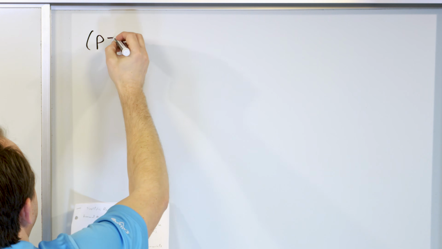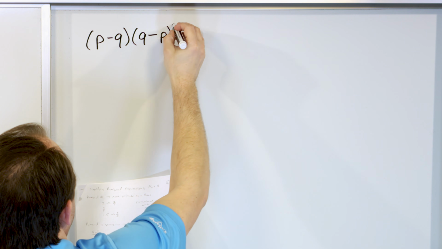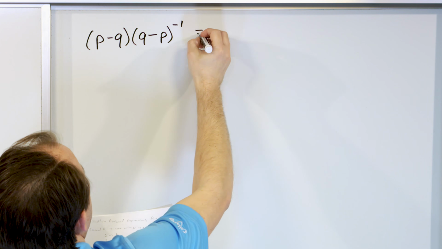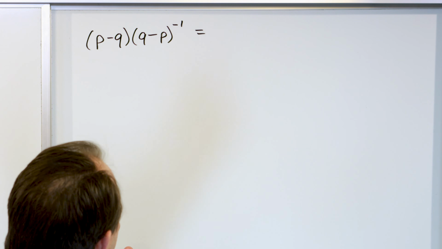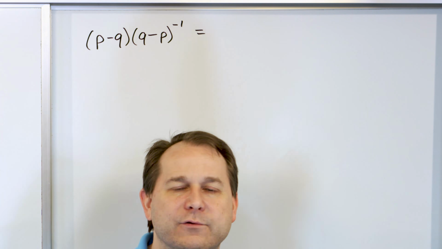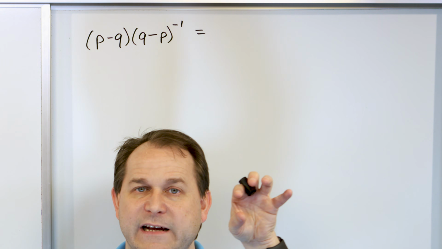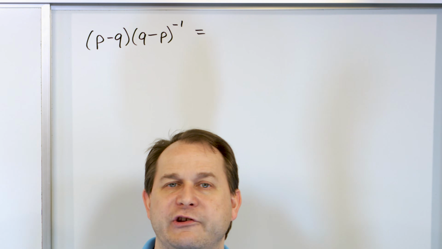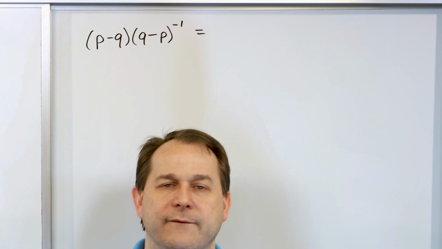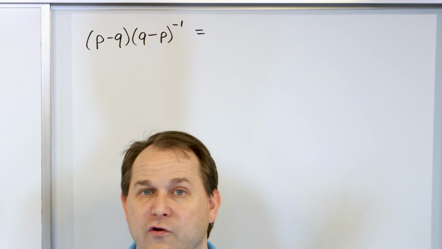All right, next problem. We'll crank up the complexity a little bit. What if we have p minus q times q minus p to the negative 1 power? Remember, in the last few lessons, we covered negative exponents. We know exactly how to write negative exponents in terms of a positive exponent. You take that term that has a negative exponent, move it into the bottom of a fraction, and make the exponent positive. If you haven't watched that, it might be a good idea because we're going to run across it a lot.